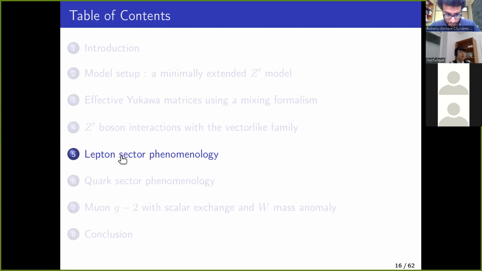And then I will explore the lepton sector phenomenology, and then we will talk about the quark sector phenomenology. And lastly, I will talk about the muon g-2 with scalar exchange and the W mass anomaly, as well as the oblique parameters T, S, U. So then I will conclude.